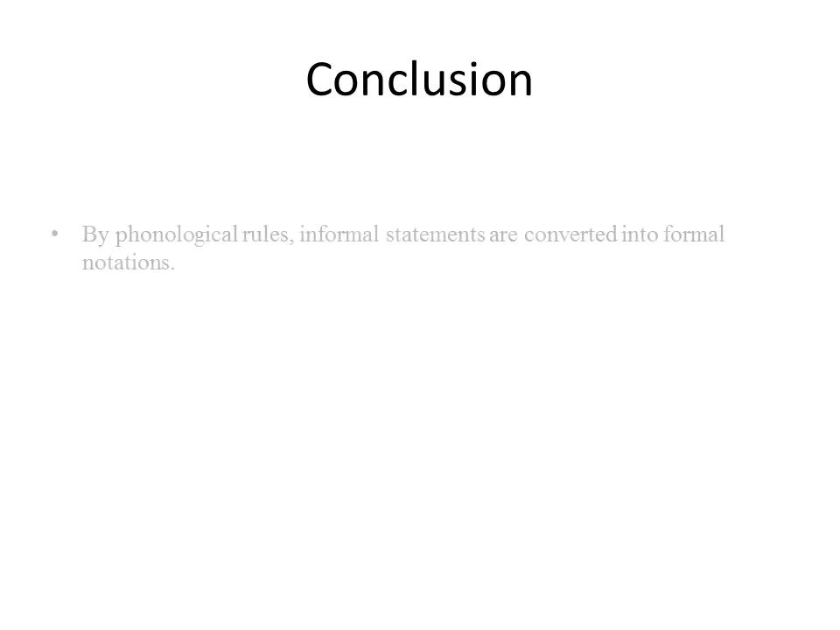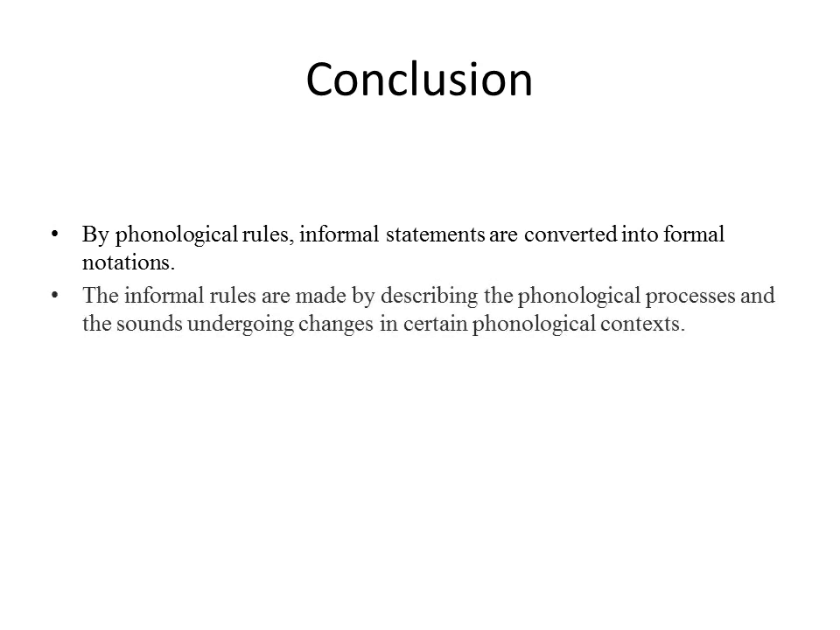Conclusion. By phonological rules, informal statements are converted into formal notation. This is what we mean by a phonological rule: to translate the informal statement we derive from the description of data given in any ordinary language, and then convert this informal statement into formal notation. The informal rules are made by describing the phonological processes and the sounds undergoing changes in certain phonological contexts.